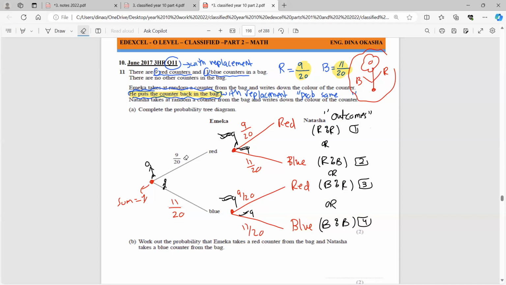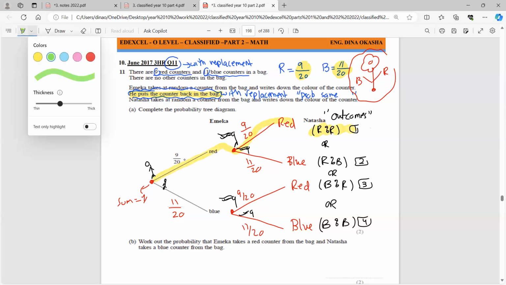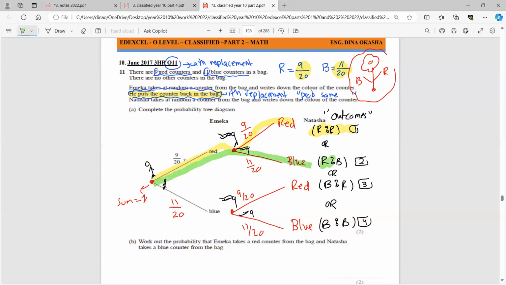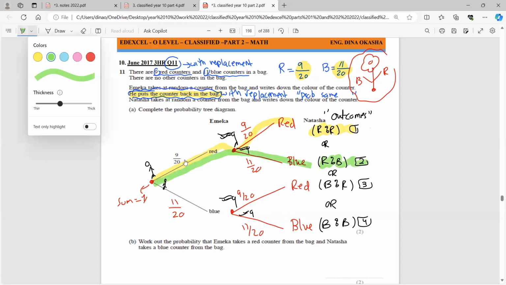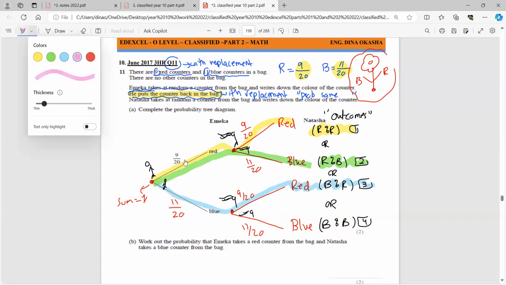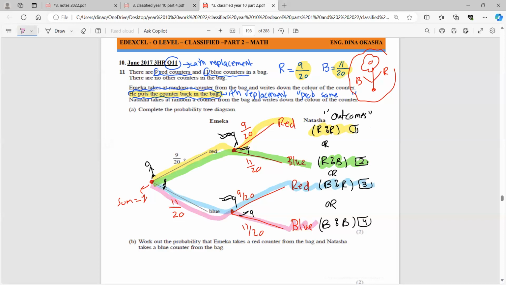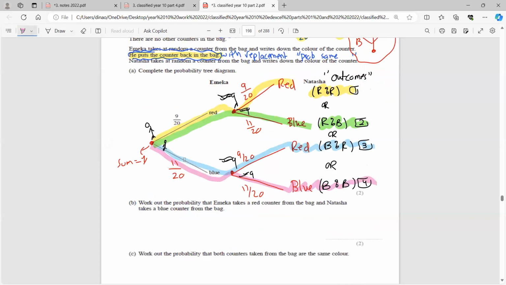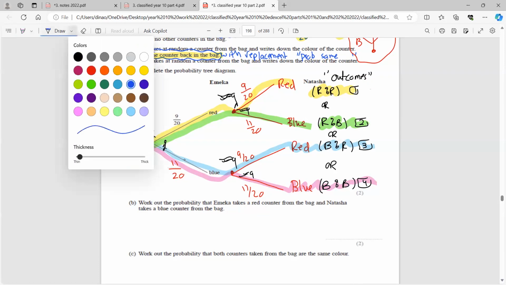Okay? So let's see the outcomes and use highlighters. The first outcome is red and red. Or the second outcome is red and blue. Of course Emeka and Natasha. And here, guys, who are the two options I have? The first and the second are Emeka and Natasha. And then the last option is going to be blue and blue. Okay. So this is the tree diagram and, as you can see, it's just graded out of 2 marks because it's actually very simple.